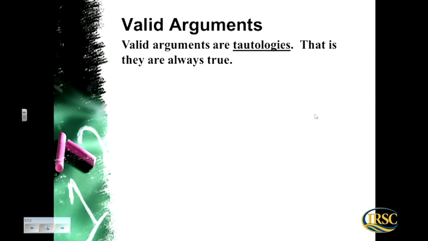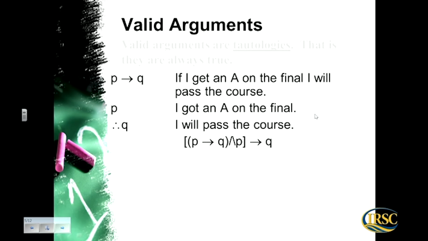So valid arguments are tautologies. That is, they are always true. So the question is, did you end up with a tautology? Yes, you should have. What does it mean when it's a tautology? All truths in the last column.